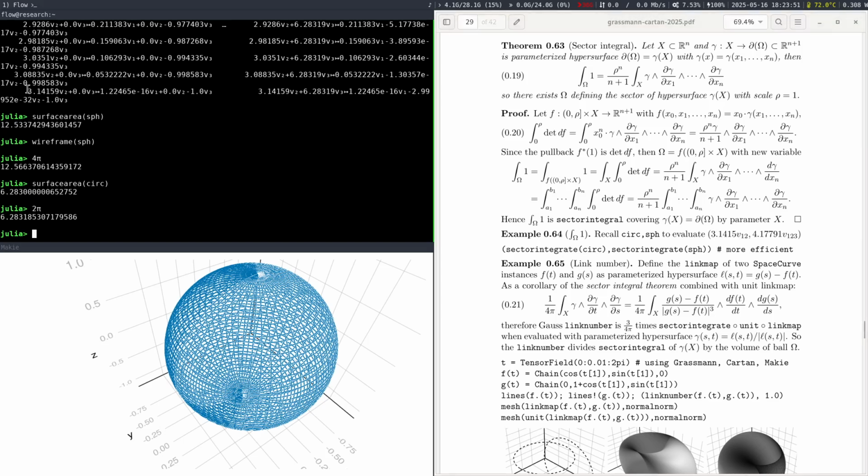So yeah, I found that quite interesting. So let's do it. Let's do sector integrate circ.